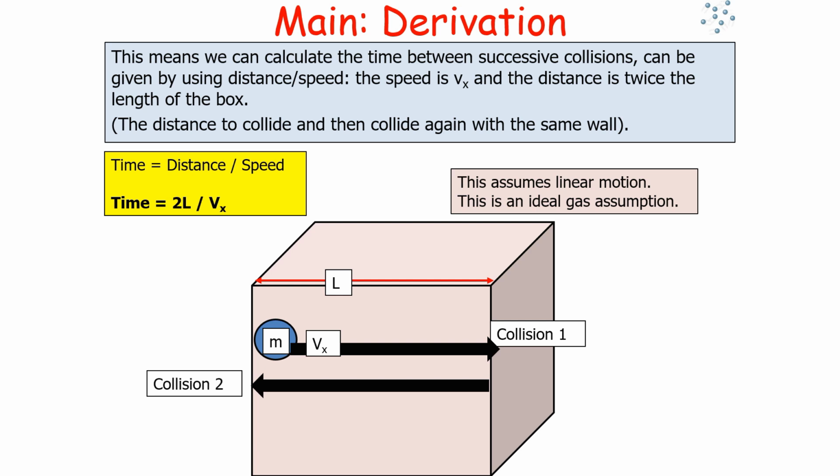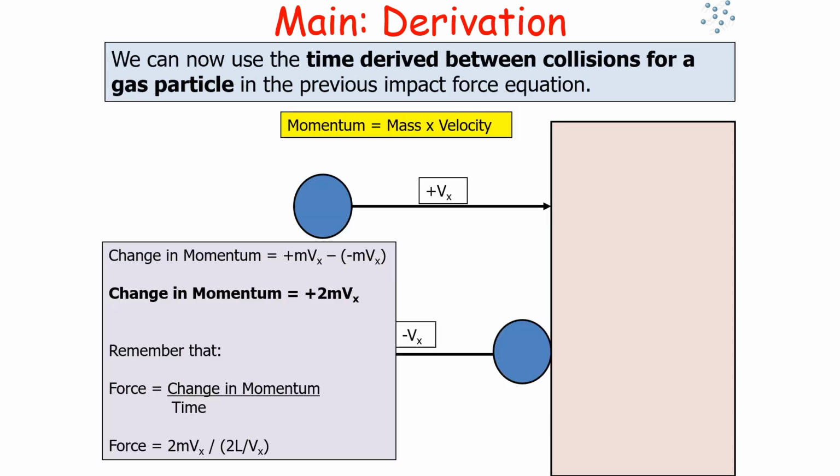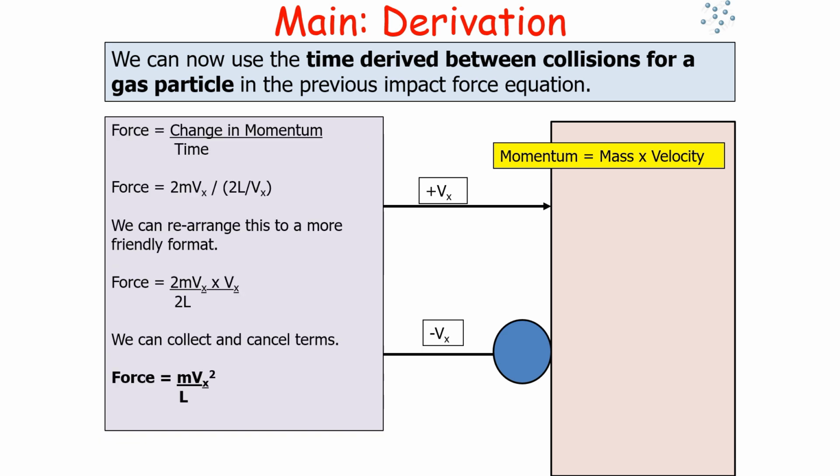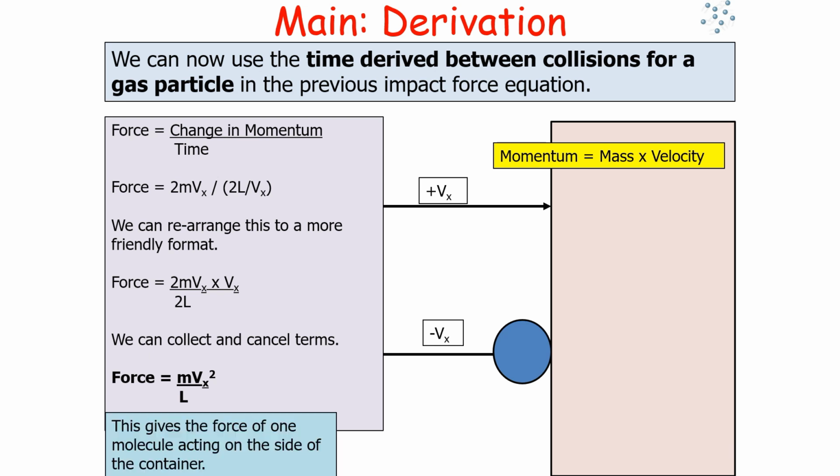So we can pop this equation for time into our force equation. So we can say change in momentum over time is equal to 2mvx over 2L divided by vx. So we can now rearrange this to a more friendly format. We can put the vx's on top and then cancel and collect the terms. So we can now say that force is equal to mvx squared over L. So what this gives us is the force of one molecule acting on the side of the container.